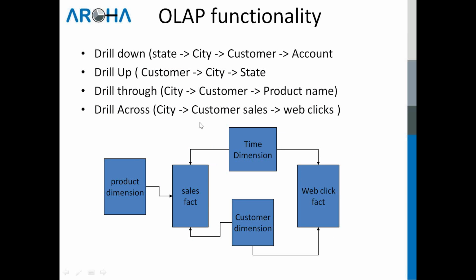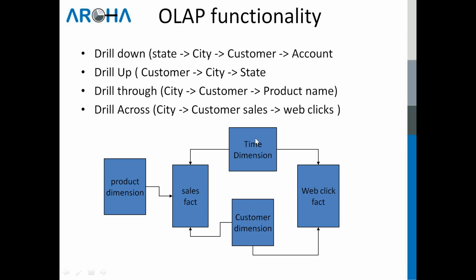In order to explain this, I just put a star schema here. I have 2 star schemas. One is basically product dimension, sales fact, time and customer. This is 1 star schema. Assume there is no web click fact, then you have 1 star schema. Now, on the right hand side, you have a web click fact. So now I have 2 fact tables connected with 3 dimensions.